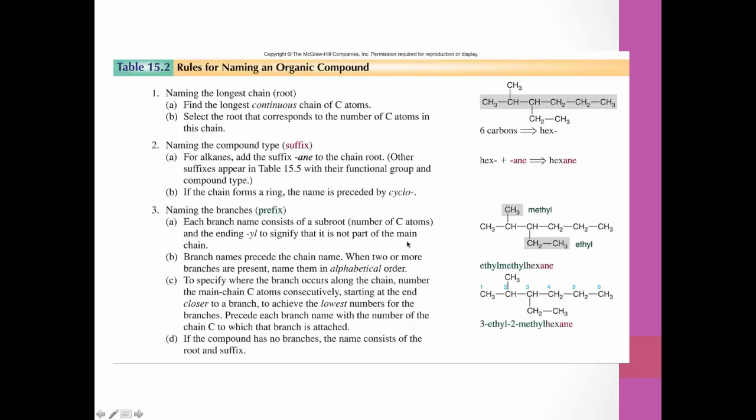I'm not going to ask you to do any organic naming, but I just want you to have this in the back of your head so when we start talking about organic compounds, you have some sense of where that name comes from.